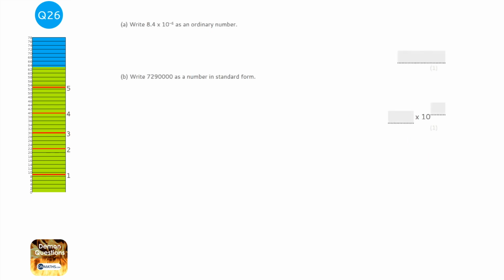Okay, to convert from standard form, you just write the number down, and the power tells you where to go. If the power is positive, then you go to the right. If it's negative, then you jump to the left. Since it's negative, we're going to jump to the left, and it's -6, so we jump 6 spaces. So 1, 2, 3, 4, 5, and 6.